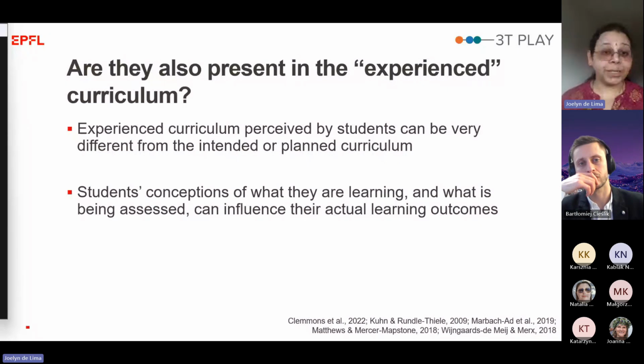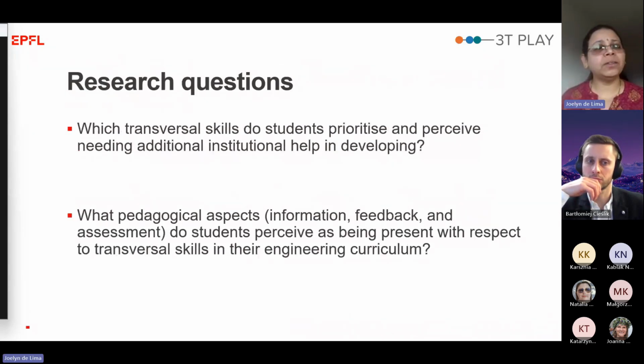And this is important because students' conceptions of what they are learning can actually influence what they're learning. So if they don't think that they're learning something, they just don't end up learning that. And so we asked our students, which skills do you want to learn? And do you think the institution needs to provide you with additional support to develop them? And what pedagogical aspects do you see as being present in your current curriculum?